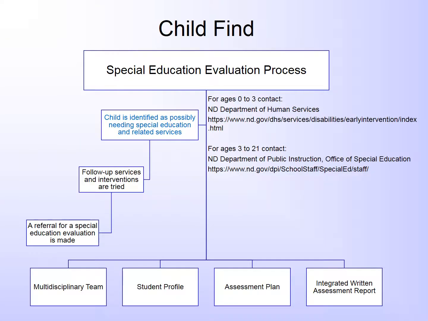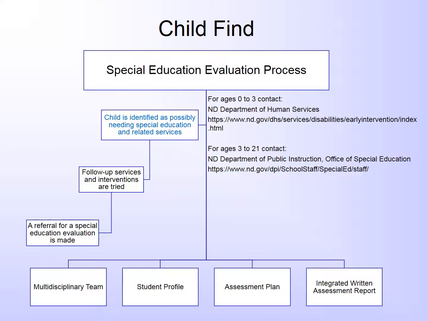The first step is a child is identified as possibly needing special education and related services. To assist states in this identification process, the IDEA includes a component called Child Find that requires states to identify, locate, and evaluate all children with disabilities ages birth to 21 who may be in need of special education services.